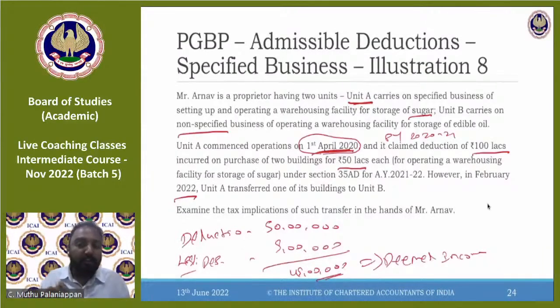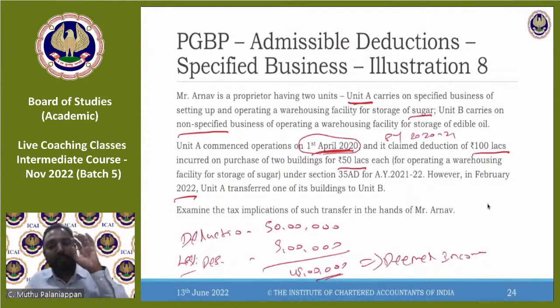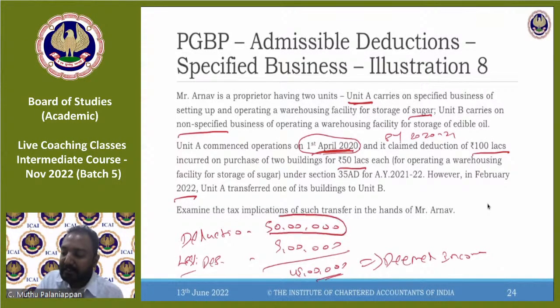So the procedure for computing income is calculating depreciation till date, taking the total cost minus depreciation till date. So the cost of the building which was claimed as deduction is 50 lakhs. Only one building was transferred. So now this 50 lakh is taken. Depreciation is provided for 1 year.